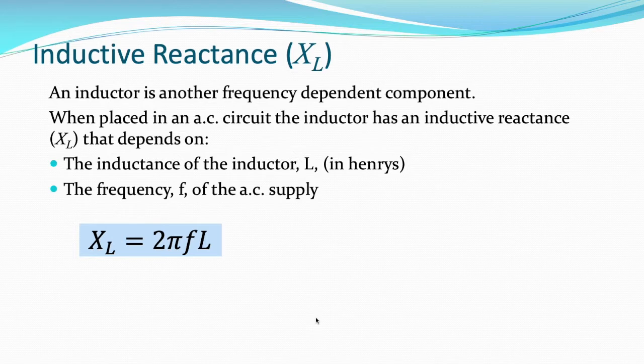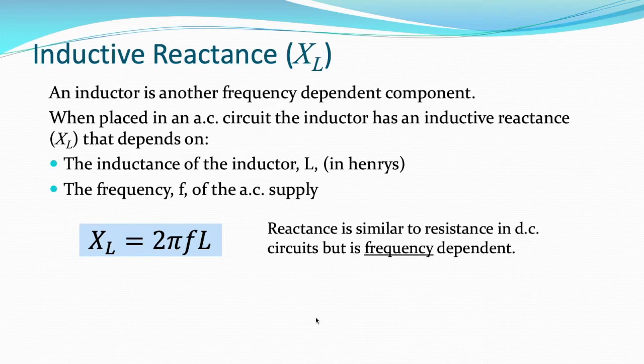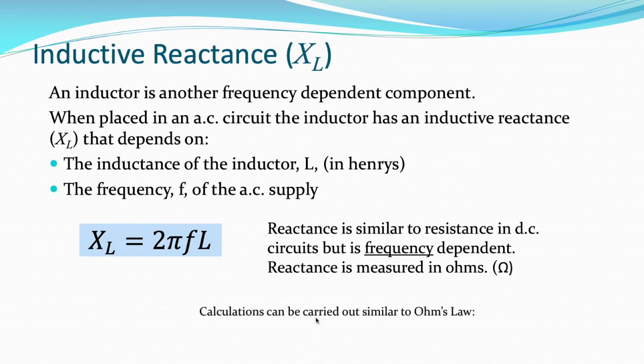So XL, the reactance of the inductor, is equal to 2 pi FL. It's similar to resistance in DC circuits, but it's frequency dependent. And reactance is measured in ohms. Because reactance is measured in ohms, we can use Ohm's law as long as we use the RMS values of the voltage and the current. So XL, the reactance of the inductor, equals VRMS over IRMS.